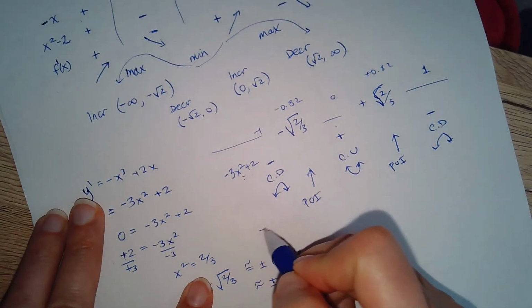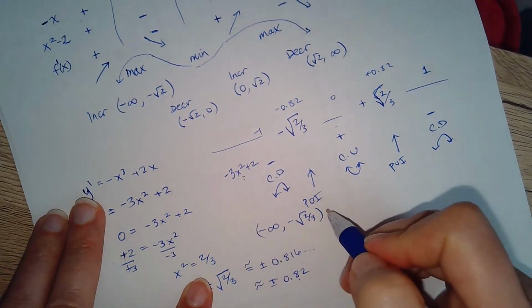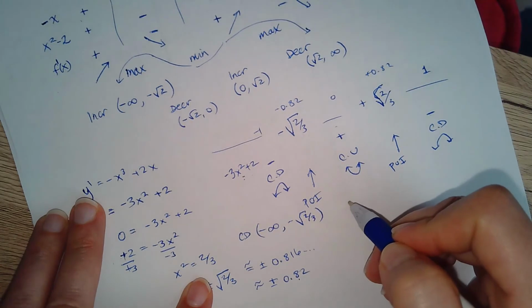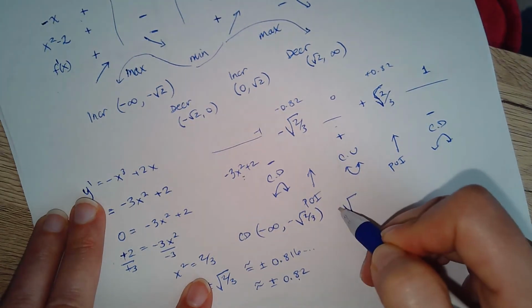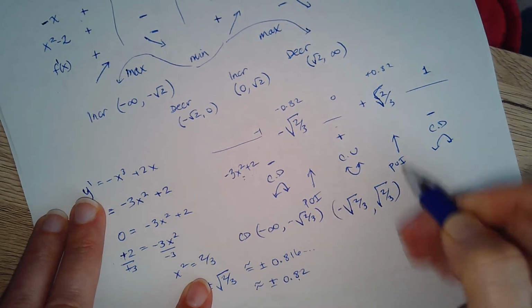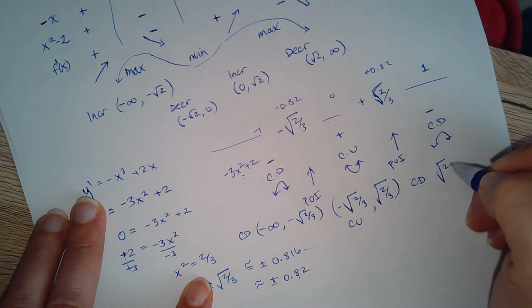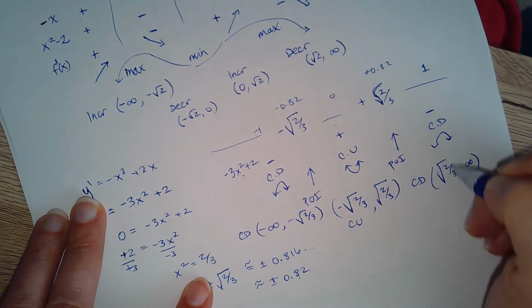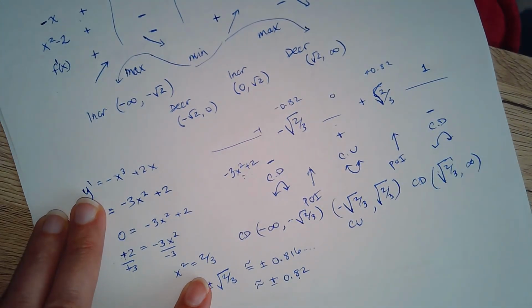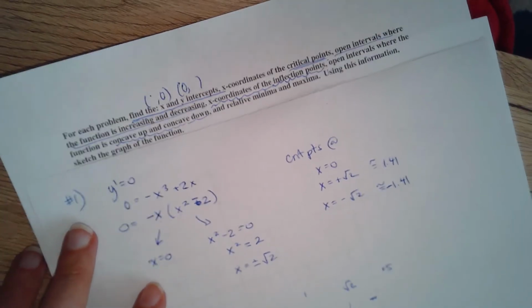Well, if I go from negative infinity all the way to negative root 2/3, we're going to be concave down. If I go from negative root 2/3 to positive root 2/3, I'm going to be concave up. And I'm going to be concave down from positive root 2/3 all the way to infinity. So now I've done my intervals, okay, of concave up and concave down.